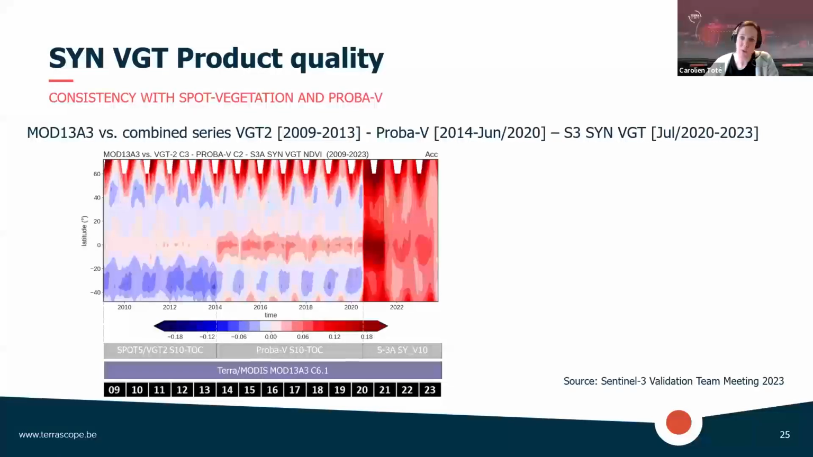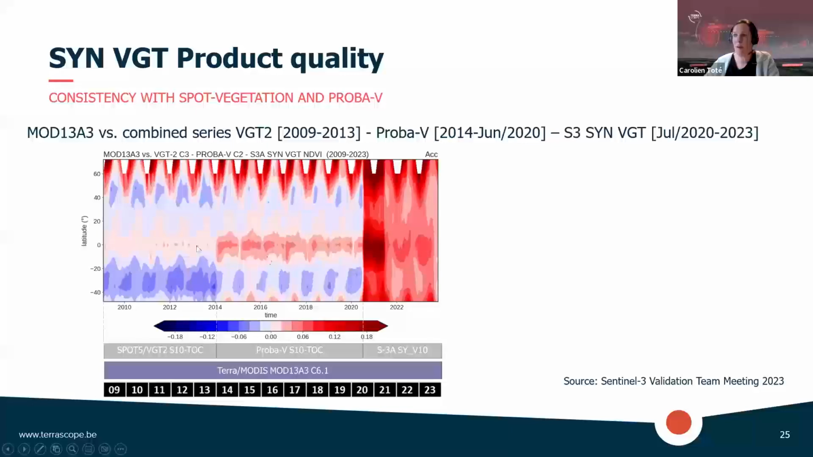This plot is a Hofmöller plot, so it shows the accuracy or the average bias, the evolution over the years and for different latitude bands. And well, first of all, we don't expect to see a zero bias everywhere because there are some intrinsic differences between MODIS and the SPOT-VGT, PROBA-V, and SYN VGT products, because the spectral bands are different, the processing is different, and so on. But what we would like to see is a stable evolution over time.